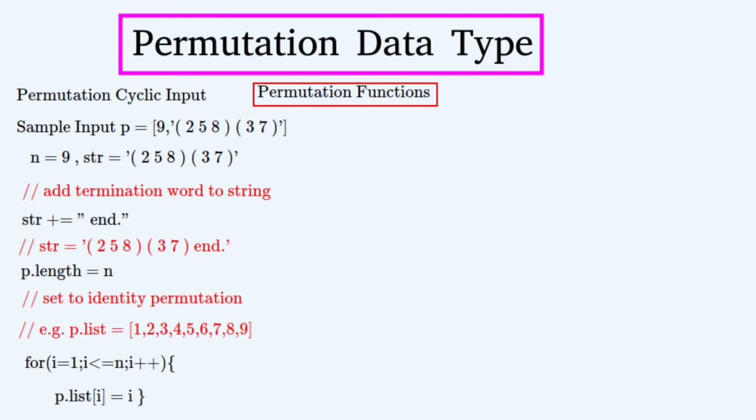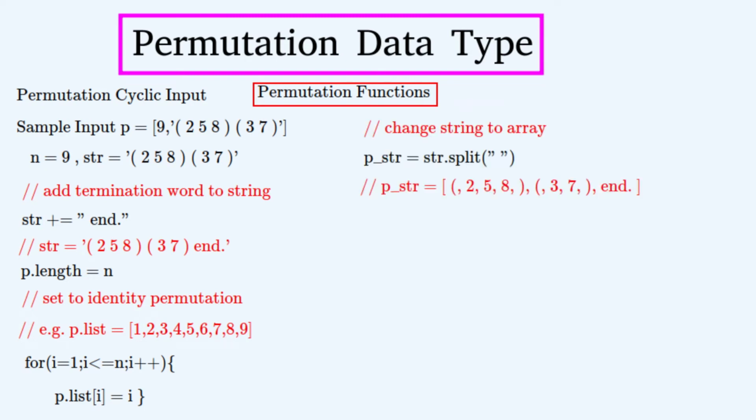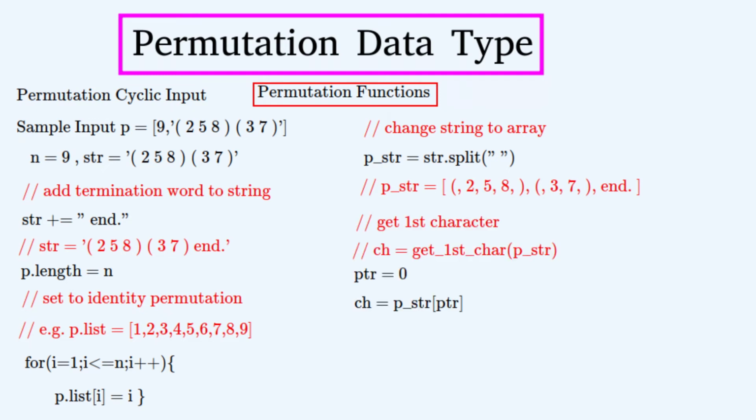We'll set this permutation to initially be the identity permutation for all of the numbers not included in the cycles that don't get affected by the permutation. We'll turn this string into an array so that we can pass it more easily. This is what the function to get or pass the first character looks like. So we'll start the main loop here, which looks for the terminating character of the string.